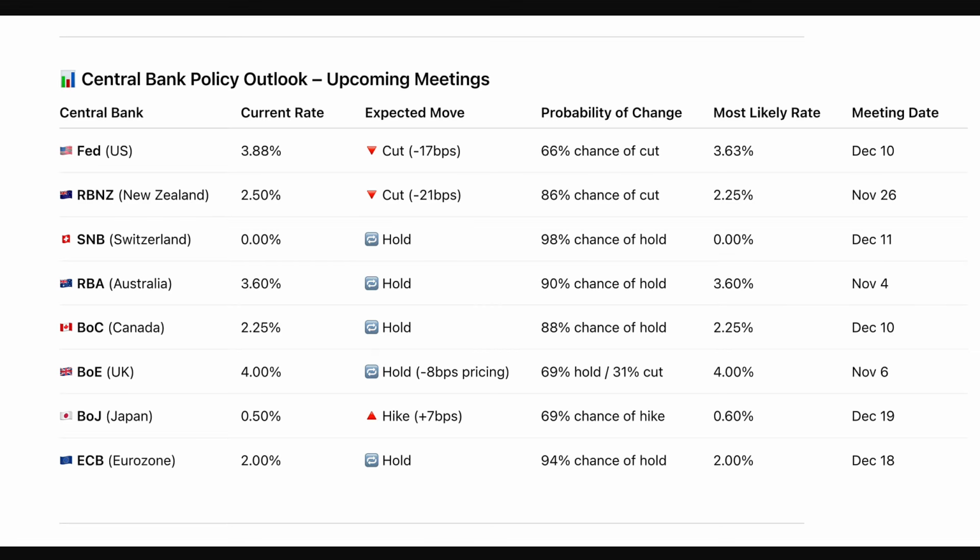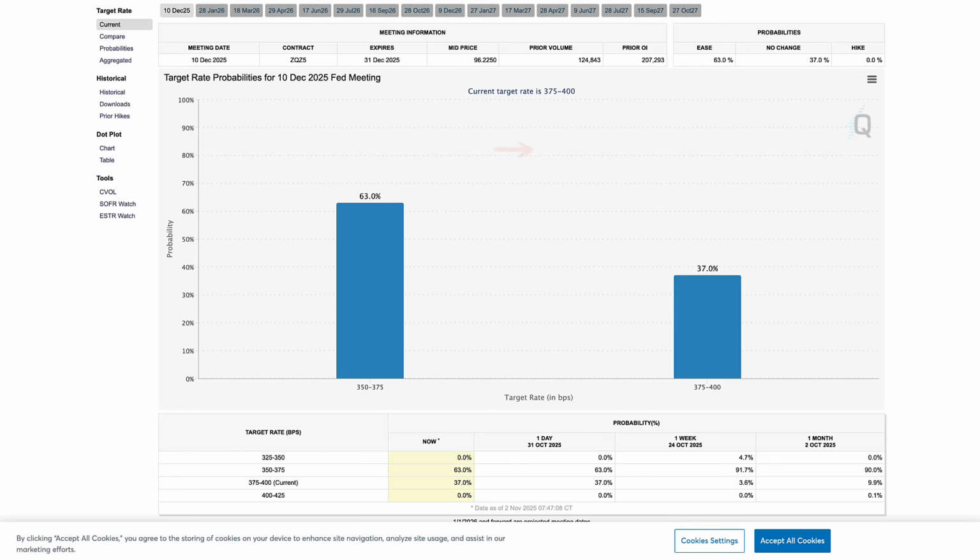So when we're looking at the Fed at the moment, it looks like they are looking to cut rates, but the probability of a change has been reduced now to a 66% chance of a cut. And when we go to the Fed Watch tool, we can see that the dollar has actually rallied this week, and we'll go to the chart in a sec.